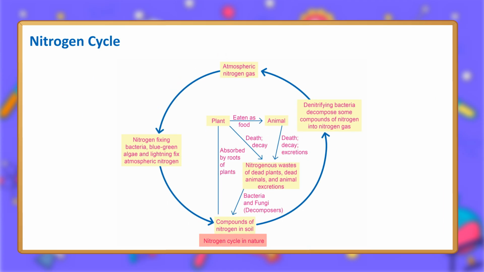Nitrogen cycle in nature. Atmospheric nitrogen gas. Compounds of nitrogen in soil. Denitrifying bacteria decompose some compounds of nitrogen into nitrogen gas. Nitrogen fixing: bacteria, blue-green algae and lightning fix atmospheric nitrogen. Bacteria and fungi decompose. Plant. Animals, death, decay, excretions. Absorbed by roots of plants.